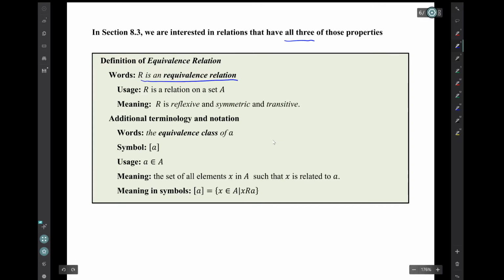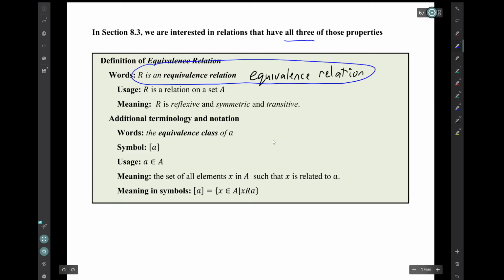Here I've got a typo. When you say that R is an equivalence relation, what that means is that, well, first of all, you're talking about a relation R that's a relation on a set A. And what it means to say that R is an equivalence relation is that R is reflexive, and R is symmetric, and R is transitive.